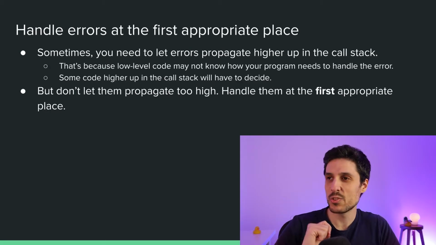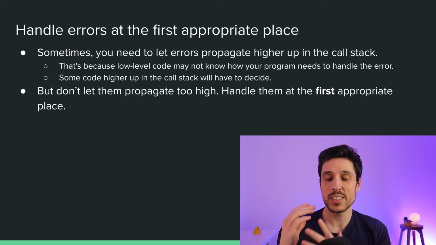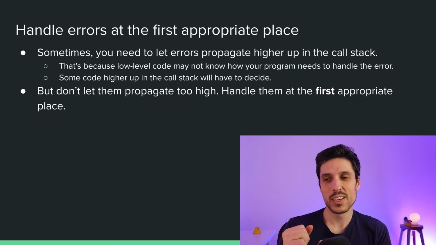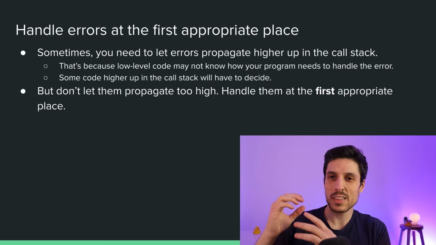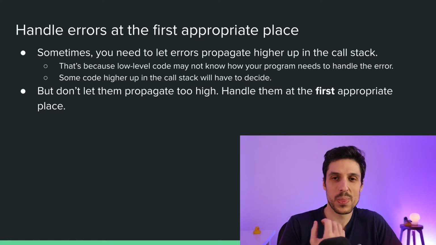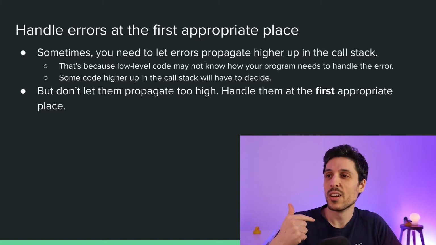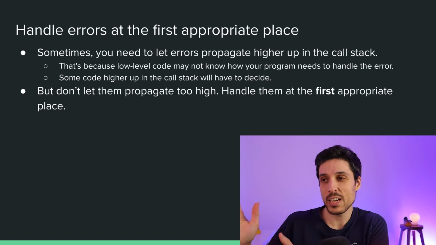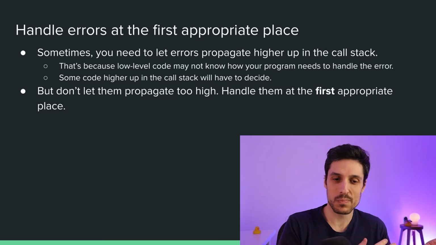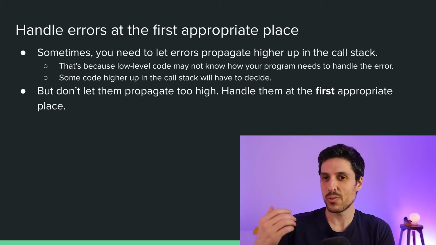All right, the next point is to handle errors at the first appropriate place. The reason for this point is because you can't always handle an error immediately. Consider the example where you've got some code that searches the file system for a file. That file system code, like a method in Java or the file system module in JavaScript, if it doesn't find the file, what should it do? Should it crash the program? Should it create a new file? Should it search for a backup file in some other location? Or should it send a message to the user saying, hey, I didn't find the file, please give me another one? The low-level file system code doesn't know what the correct action is for your code.